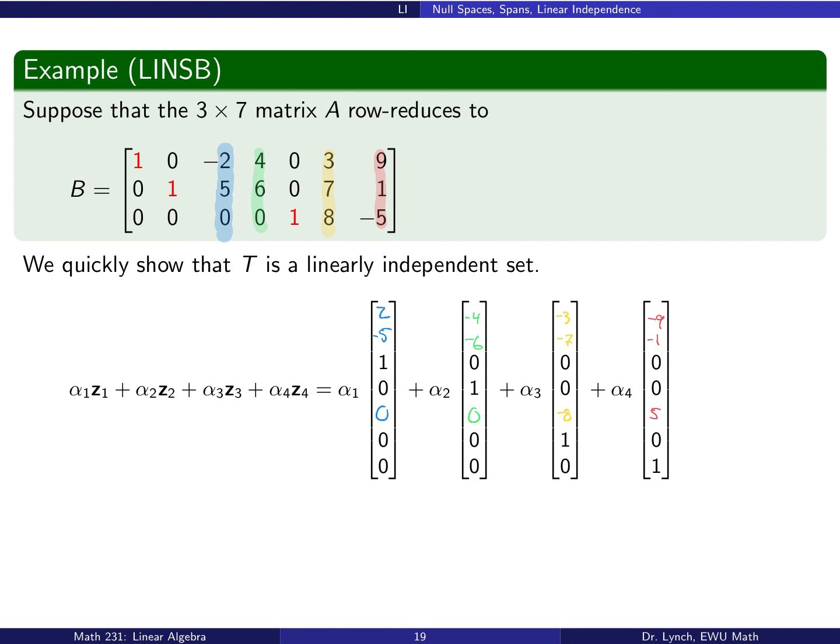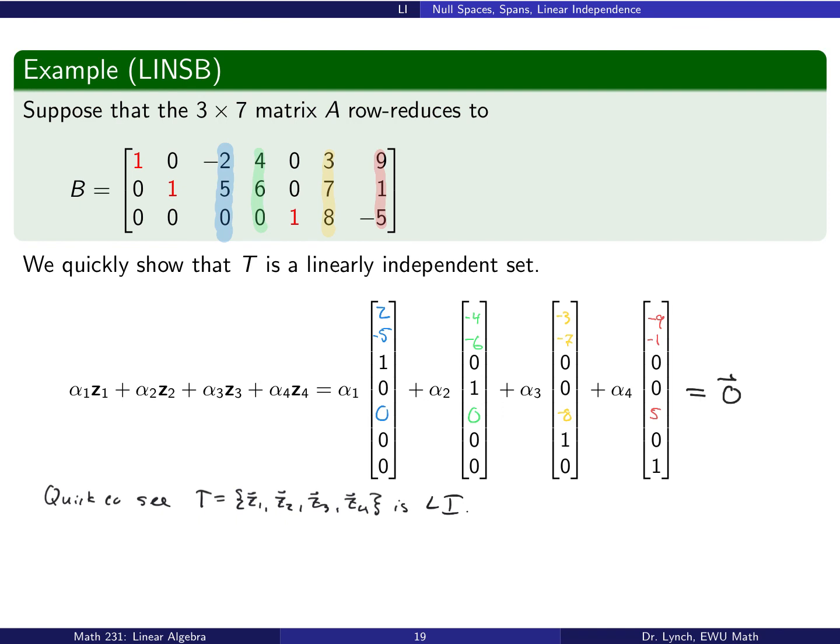Now it's pretty quick actually to see that this set of vectors is linearly independent. In order to do this, we'll have a look at a relation of linear dependence on the set T. A relation of linear dependence is a true statement of the form alpha 1 z1 plus alpha 2 z2 plus alpha 3 z3 plus alpha 4 z4 equal to 0.